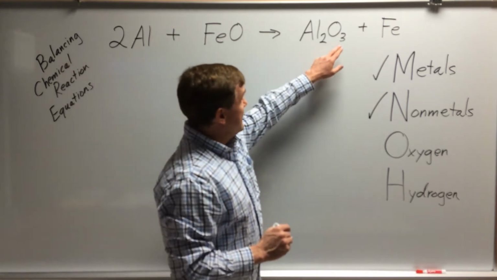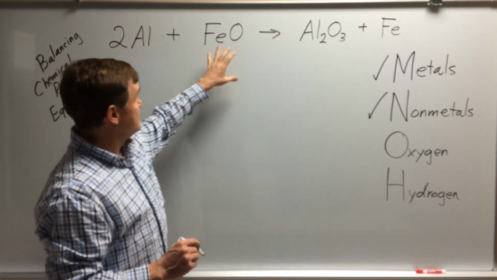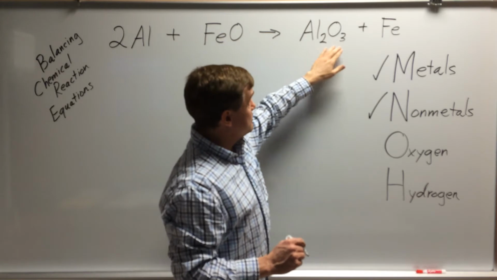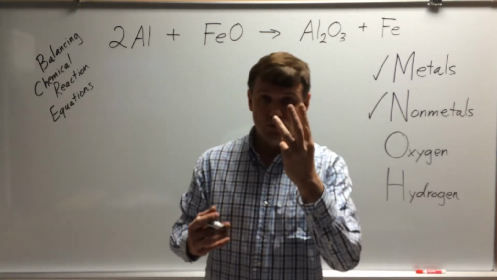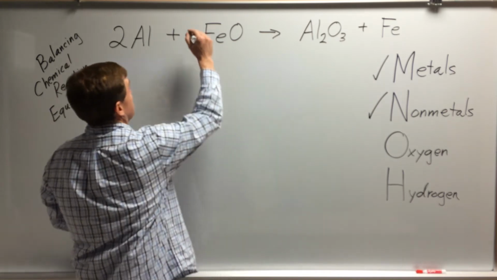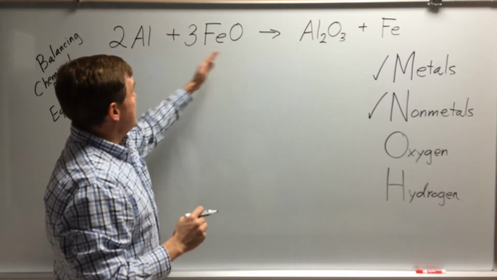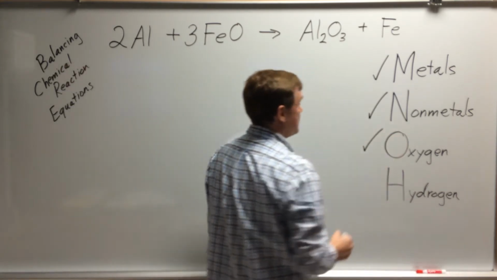Now, let me start on the left side. I don't have any oxygens here. I've got 1 right here. On the right side, I've got 3 total oxygens, so I need to get my number of oxygens up to 3. And so let me put a 3 right here. And you will see that I've got 3 oxygens on the left, 3 oxygens on the right, and I can put a check mark here.